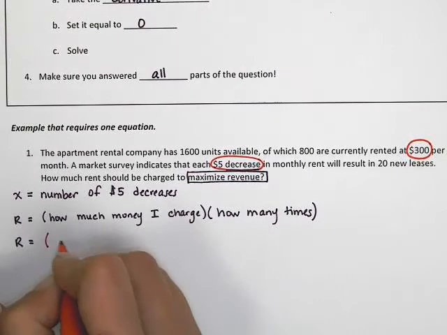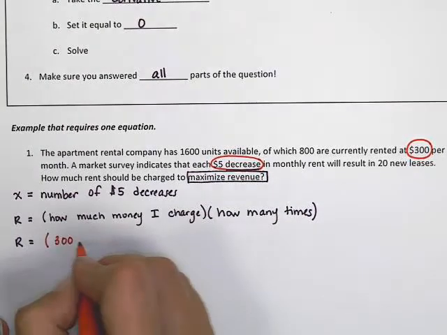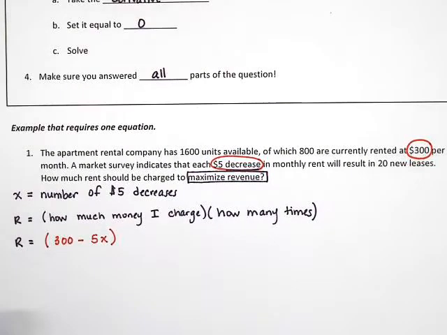X is going to stand for how many times that happens. So how much I charge can be represented by writing 300, which is my current amount, minus 5 times X. So I'm going to subtract $5 every time I do a decrease.